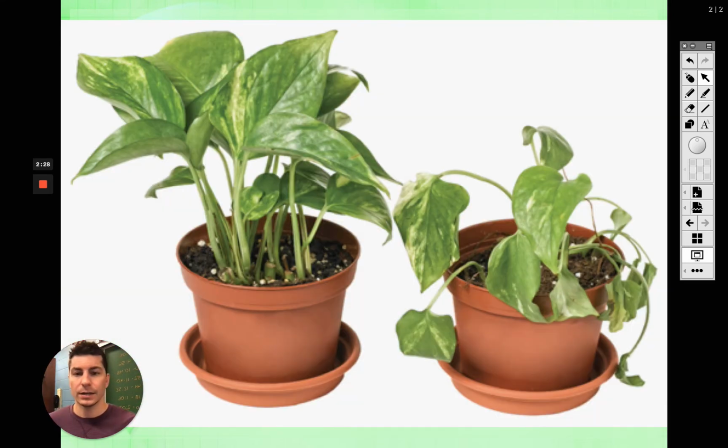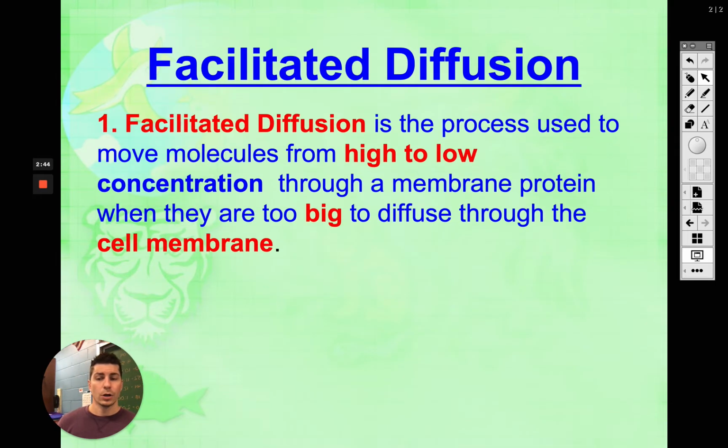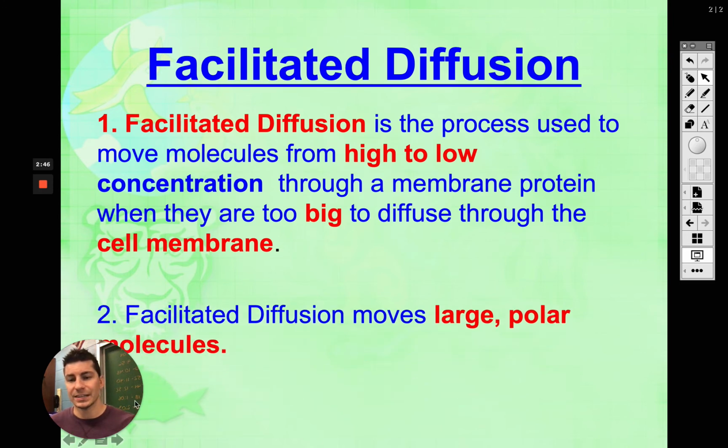So you guys can see here, the plant on the left would be in a very nice hypotonic environment. The one on the right is either isotonic or the opposite, hypertonic environment. So our next one we're going to go over is called facilitated diffusion.